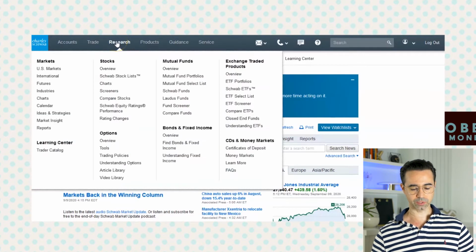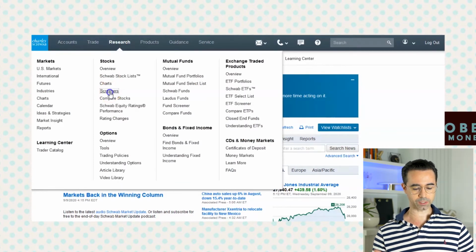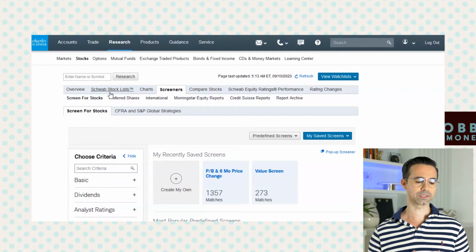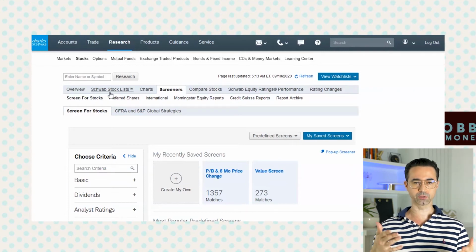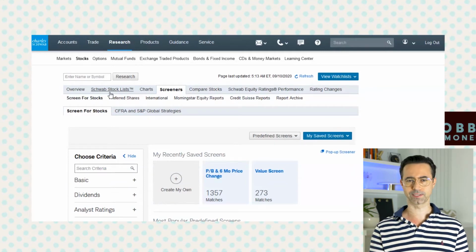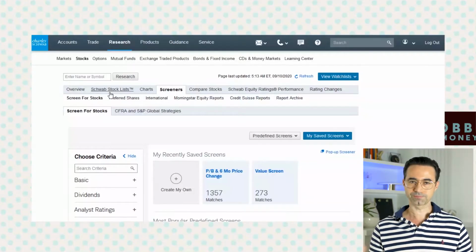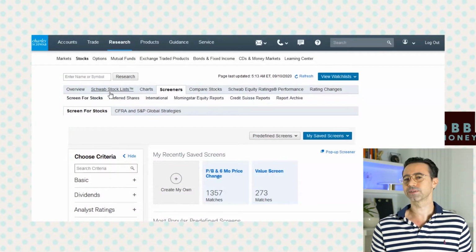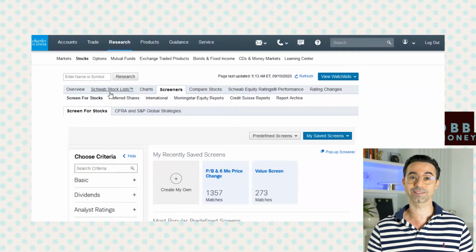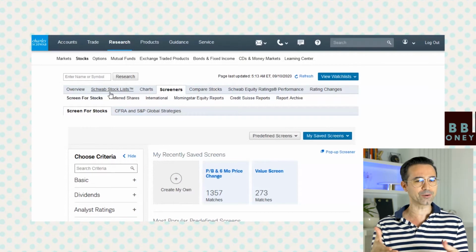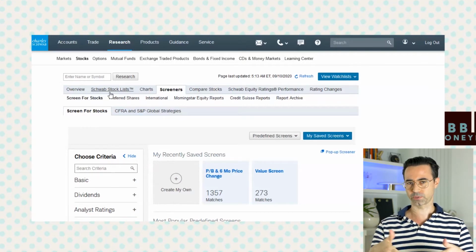But the thing I want to do is I want to go into research, and I want to go into something called screeners. So let's talk real quick about what a stock screener is. So a stock screener allows you to screen stocks based on certain criteria. Just let's give a random example. Let's say you want to find stocks that just have PE ratios of less than 20. So you can go into a stock screener and you can find every single stock that has a PE ratio of less than 20. Because if you have certain things that you look for in a stock, it allows you to only find those stocks.